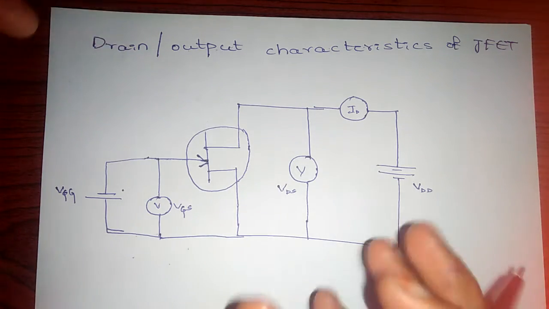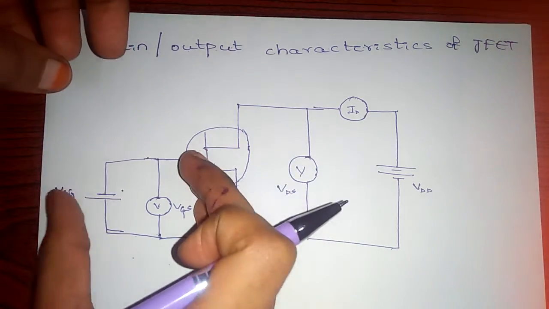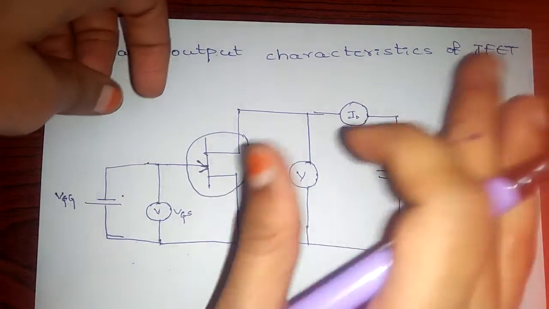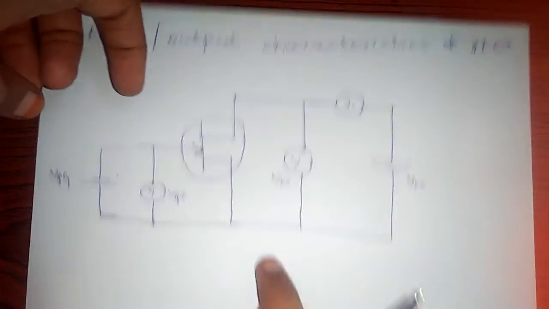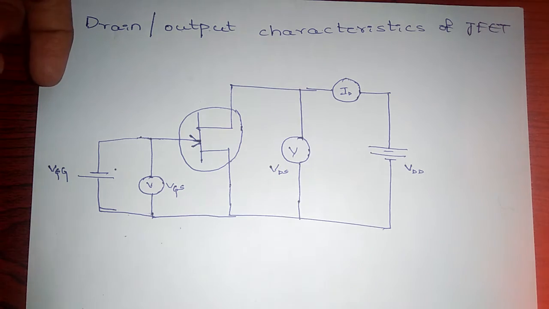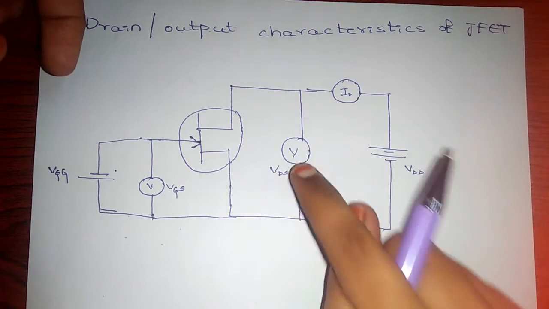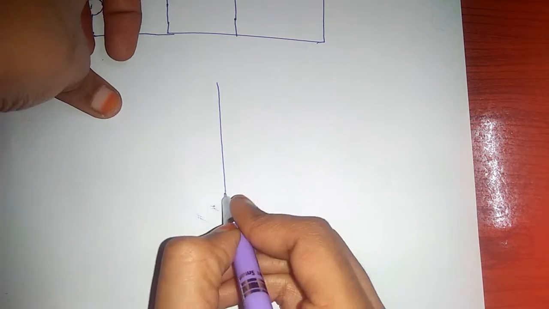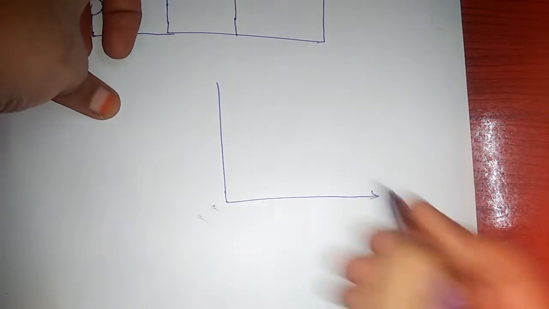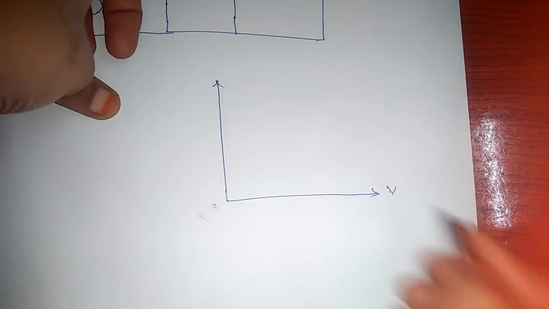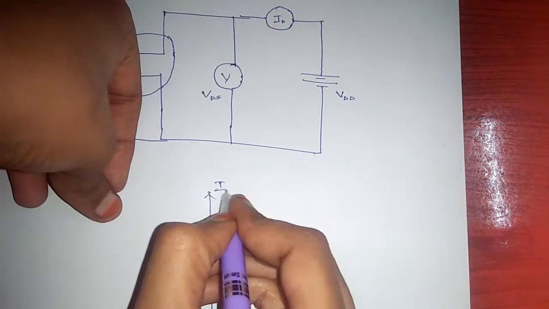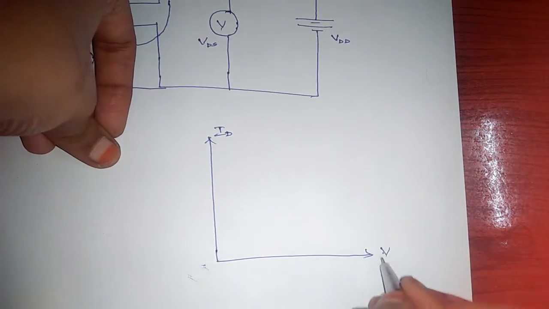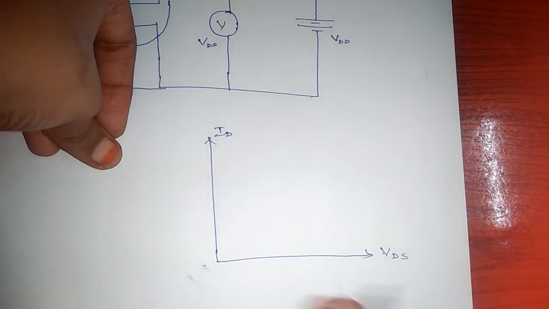For easy understanding, think of this as input and this as output. So at the output side we have ID and VDS. So the characteristics between ID and VDS is the output characteristics. We know that on a graph, the x-axis is voltage and the y-axis is current. What is the current that we are having? ID. So voltage, VDS.